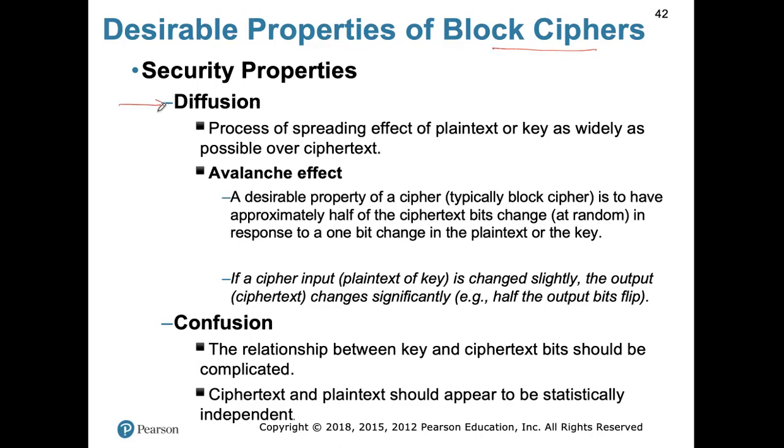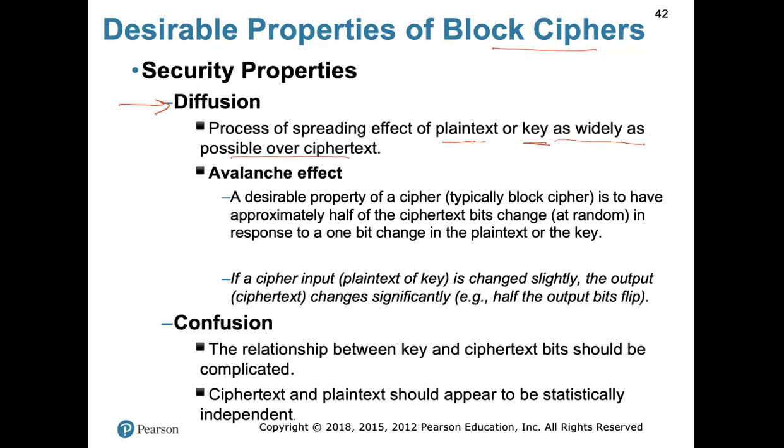The first one is called diffusion. Diffusion means that the process of the encryption should show some type of spreading effect, which means that every bit of the plain text or key should be spread as widely as possible over the ciphertext.